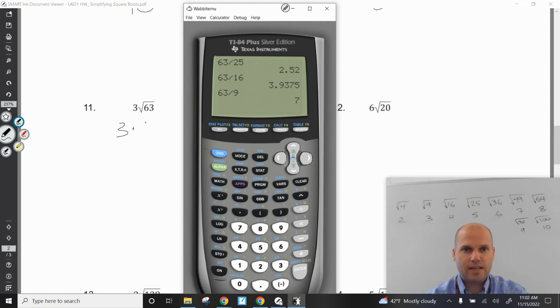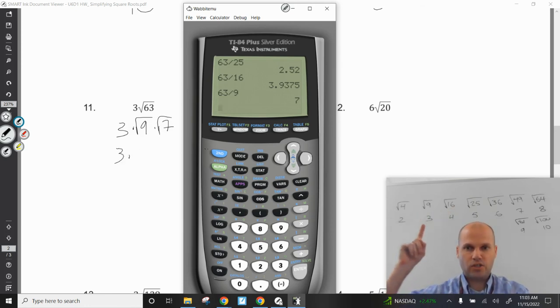63 is 9 times 7, but again, it's root 63, so it's root 9, root 7. The square root of 9 is just 3. The square root of 7 is ugly.